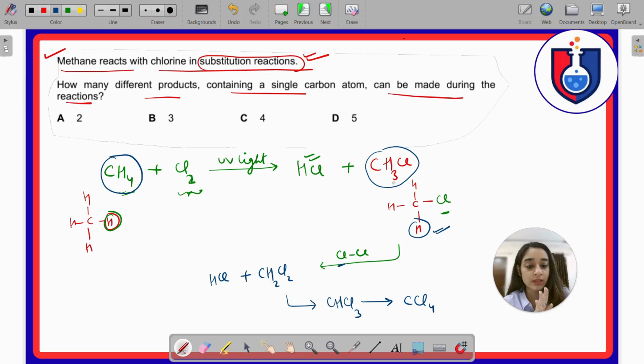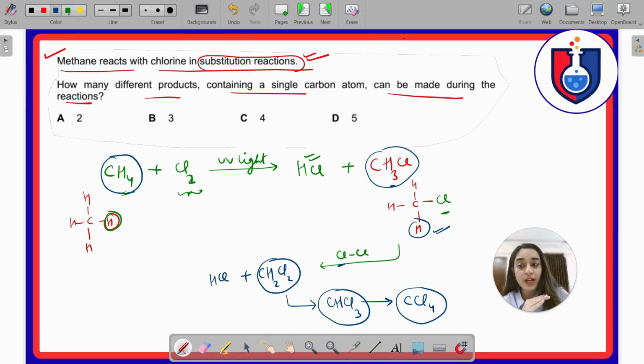So now three hydrogens were there, and you are left with two hydrogens after replacing. So CH2Cl2. Again remove one hydrogen and add chlorine. So hydrogen is decreasing and chlorine is increasing, right? So CCl4. So how many products containing carbon? You don't have to count HCl here because it does not have any carbon. So 1, 2, 3, 4. The answer will be 4. Very simple.